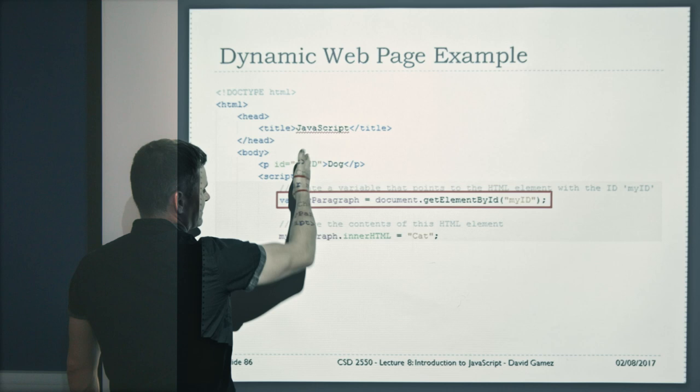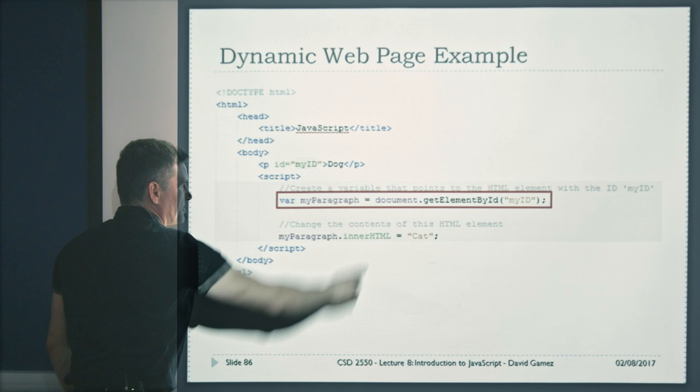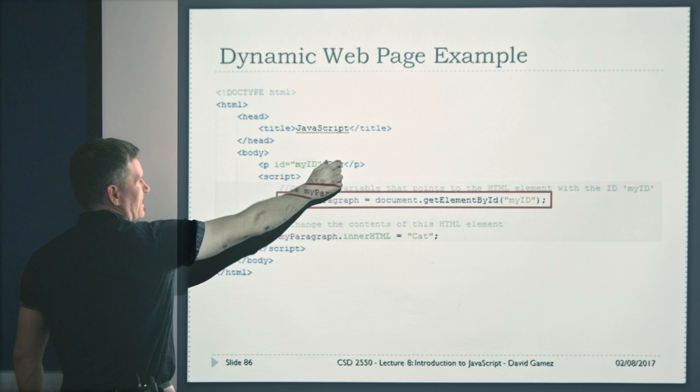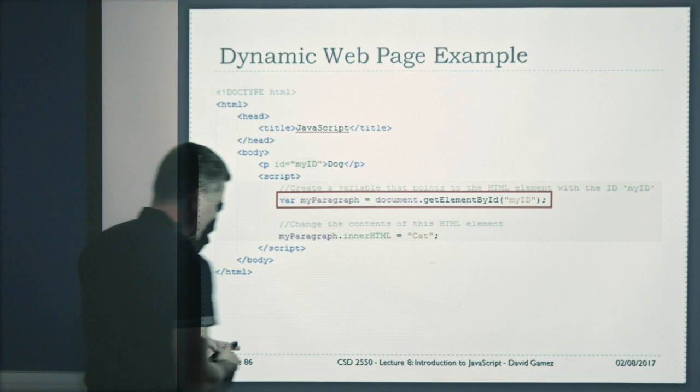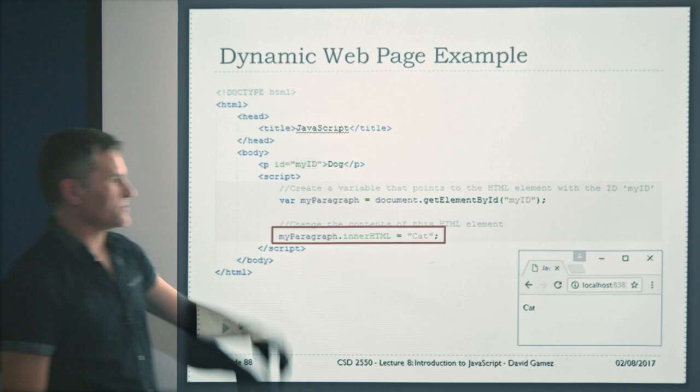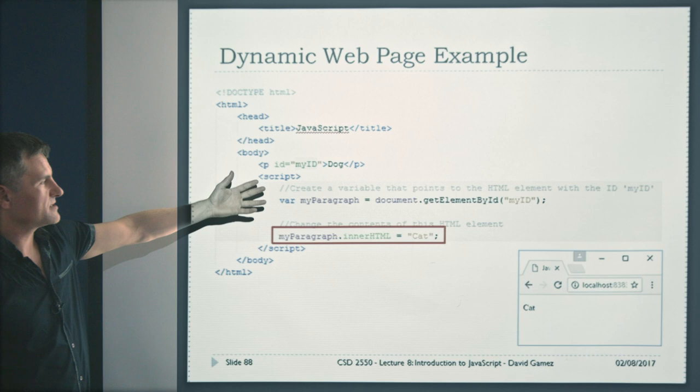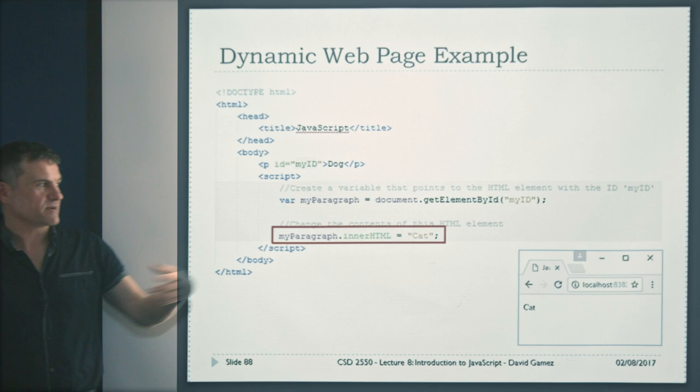And HTML elements have a property called innerHTML, which can be used to set everything that's inside the HTML tags. So in this case, I'm setting that property innerHTML to be equal to cat. So when this is run, we should see cat instead of dog. Initially, this is set to dog. When the JavaScript runs, it changes that from dog to cat. So I'm dynamically changing the HTML by attaining a reference to the paragraph. Easy peasy.